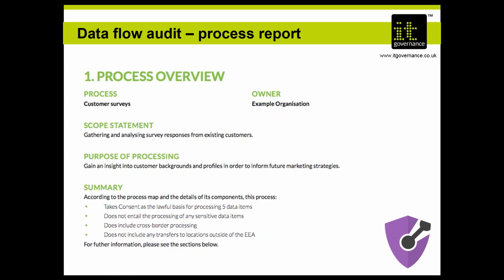The mapping identifies that you don't have any special categories, what used to be called sensitive data items, which under GDPR are called special categories of data. There is cross-border processing. That's important to know. If you remember, the highest level of fines apply to infringements in terms of cross-border processing. It does not include transfers to locations outside of the EEA. So you can see that here it's transferring inside the EEA, that's cross-border, but not going outside the EEA.